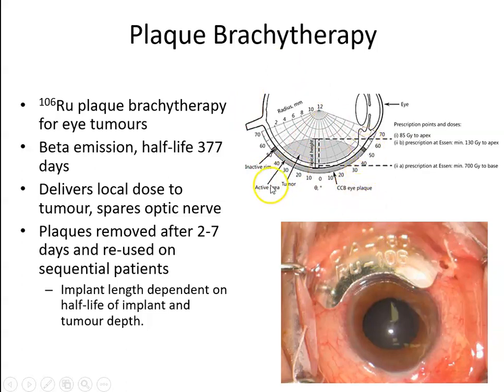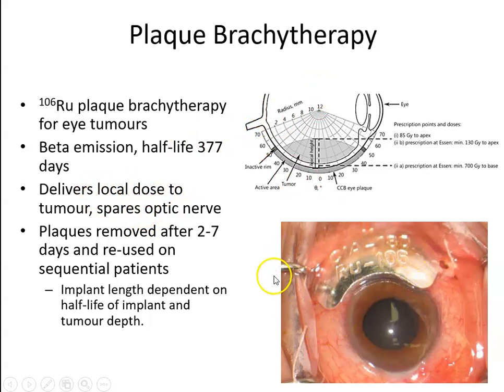You can try and cut out the tumour without damaging the eye too much, or you can attach a ruthenium plaque to the sclera of the eye. Now the sclera is a very cartilaginous-like material, quite acellular, and that's very tolerant of radiation. So the tumour is underneath this plaque on the other side of the sclera.